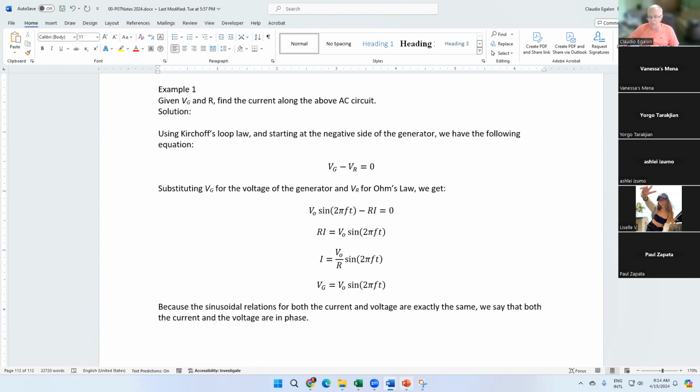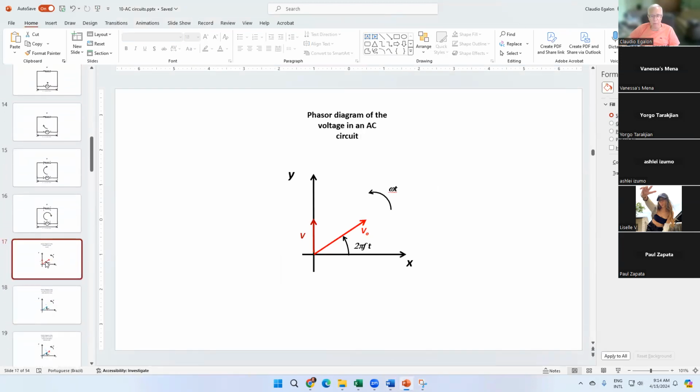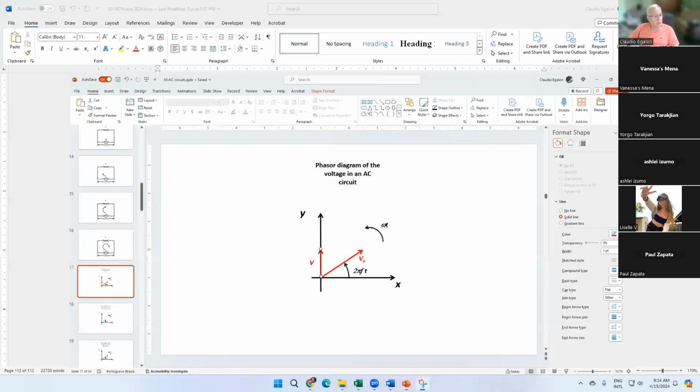And that is a nice way of illustrating the property of the voltage and the current in a graph. Let's see if I have it here for you. Oh yeah, right in here. That's what we call a phasor diagram. And it is a very intuitive way of visualizing the variation of the voltage and the current as well in an XY diagram.